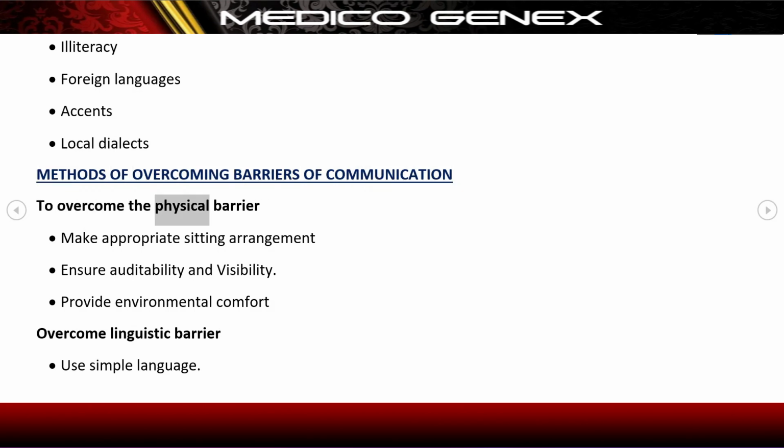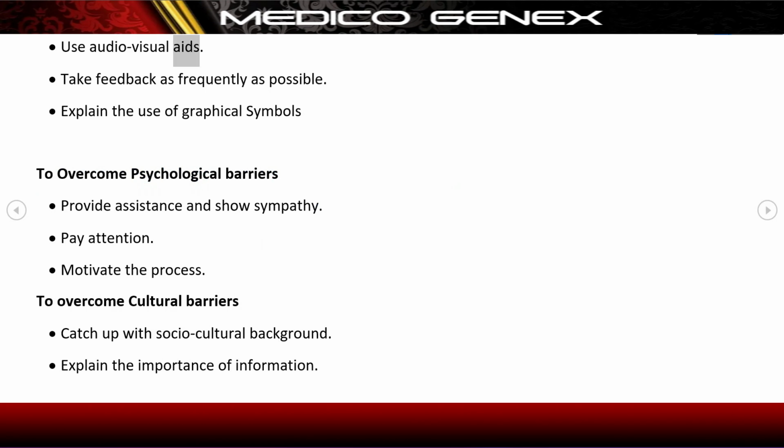To overcome the physical barrier, make appropriate sitting arrangements. Ensure audibility and visibility. Provide environmental comfort. To overcome the linguistic barrier, use simple language. Use audiovisual aids. Take feedback as frequently as possible. Explain the use of graphical symbols.